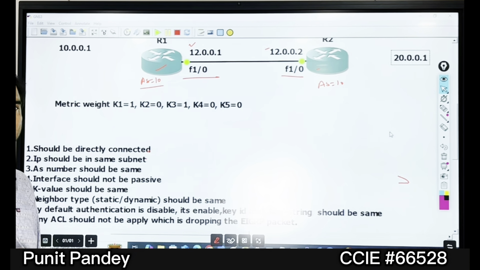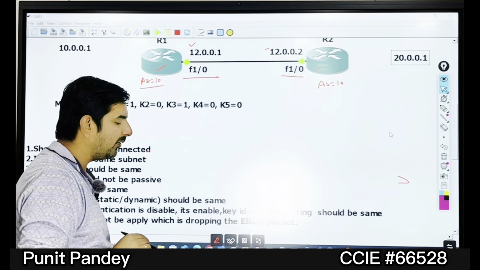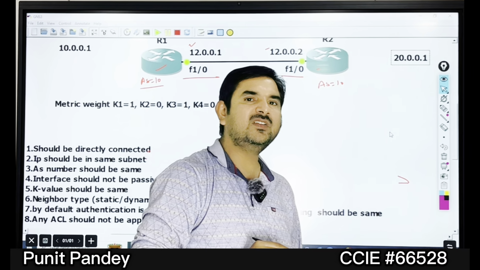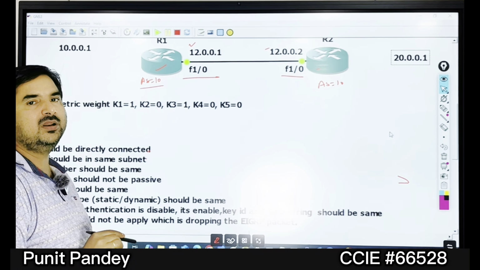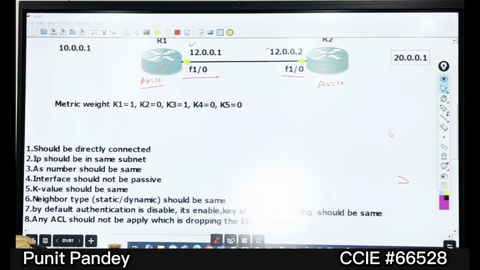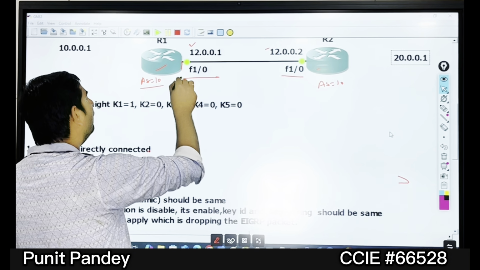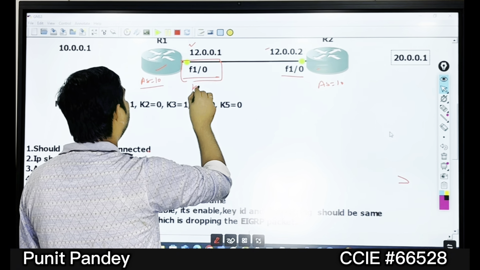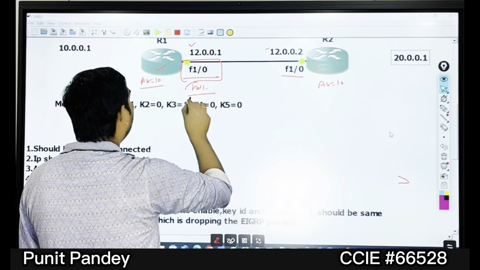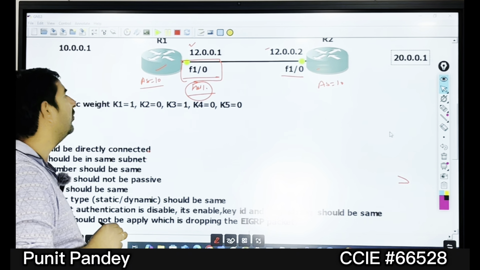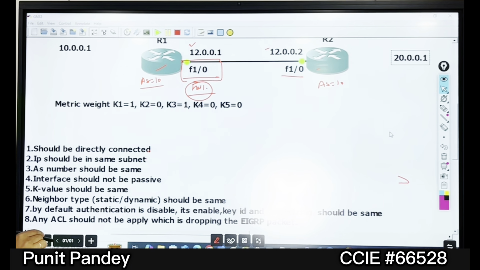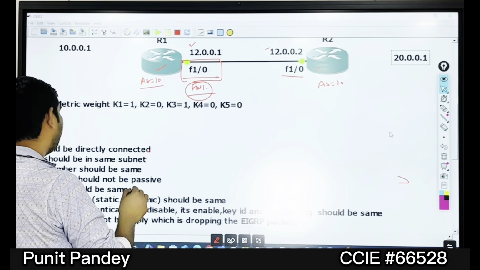Next condition, the interface should not be passive. As you know, what is the purpose of the passive interface? It disables the dynamic neighbor discovery messages on the particular interface. That means if this interface is passive, we will never send or receive any hello message, so the neighborship will never come up. So the interface should not be passive. That is the fourth condition.